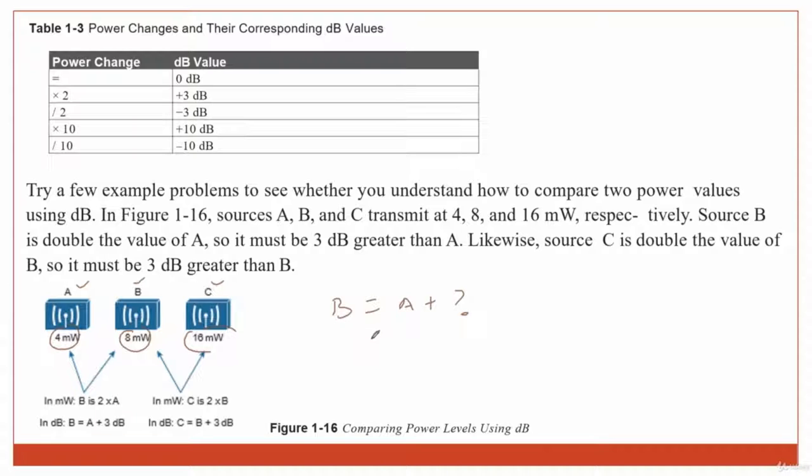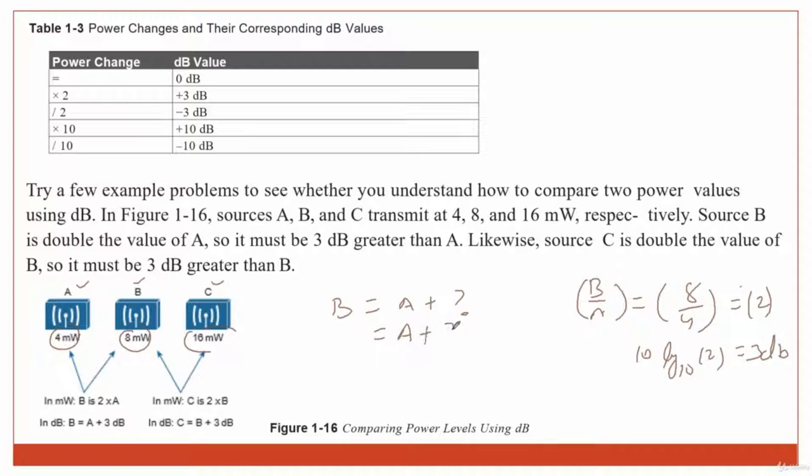Okay, so let's try to understand. Now, if you do B by A, you will find 8 by 4, that will be 2. As per the formula, we know that 10 log 2 is 3 dB, correct? So that means B is equal to A plus 3 dB.